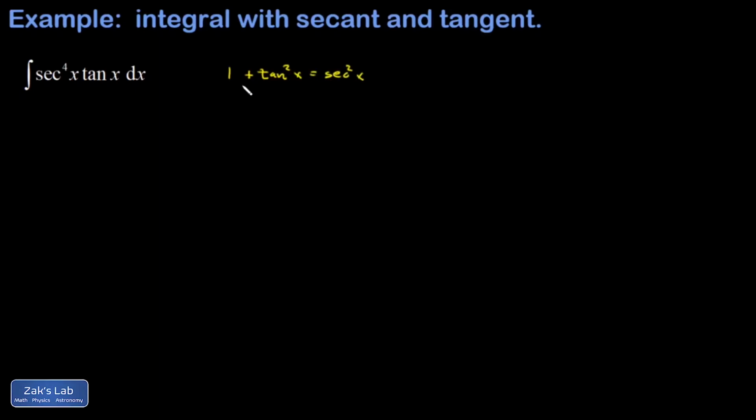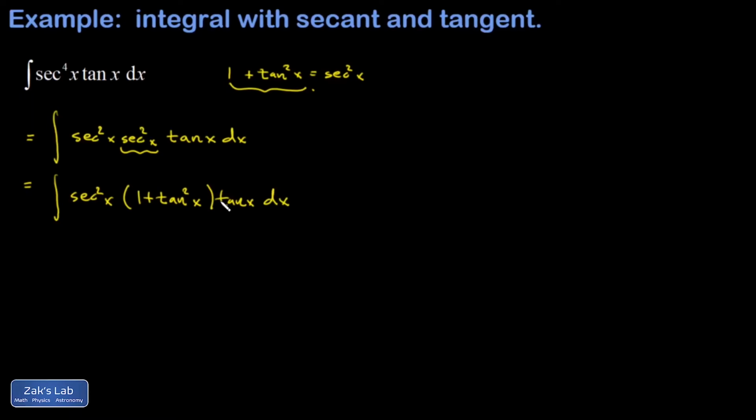And we could replace one of those secant squareds with this function in terms of tangent, and then everything's going to work out in terms of having the right differential inside this integrand. So let's see how it goes. So again, we split the secant to the fourth into secant squared times secant squared. Then I'm going to replace this one using that trig identity.